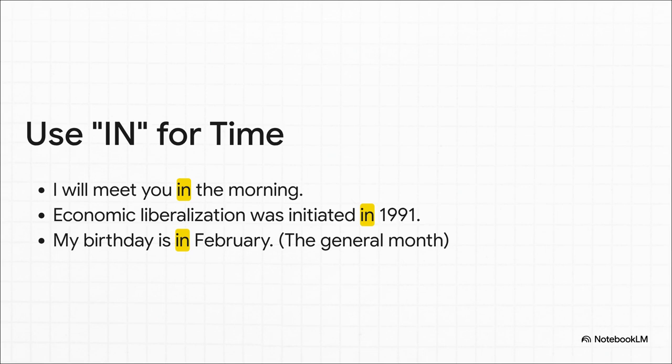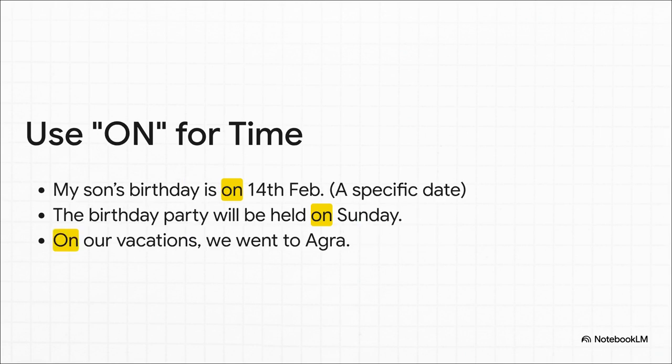In the morning refers to a general period of a few hours. An event happens in a year, or a birthday is in a month. These are all like containers for time. But the moment you get specific to a single day or date, you land on it. The birthday isn't just in February, it's on the 14th. The party is on a specific day, Sunday. See how that works? It's all about being specific.